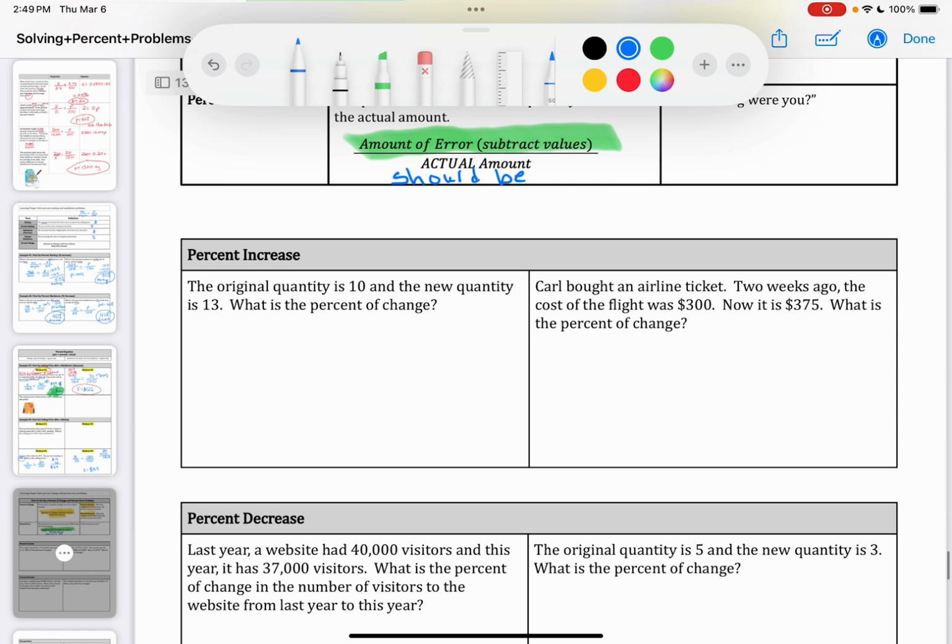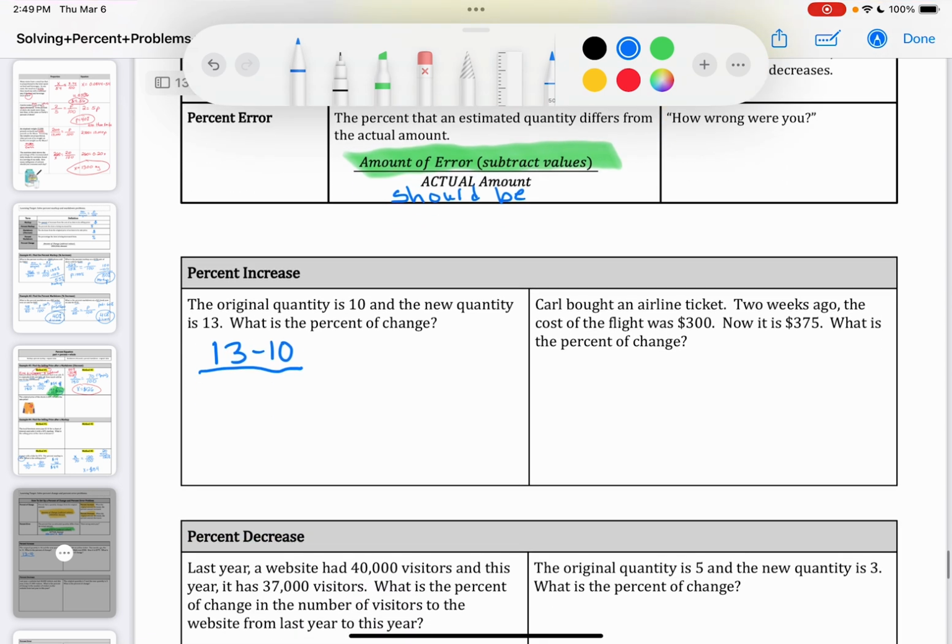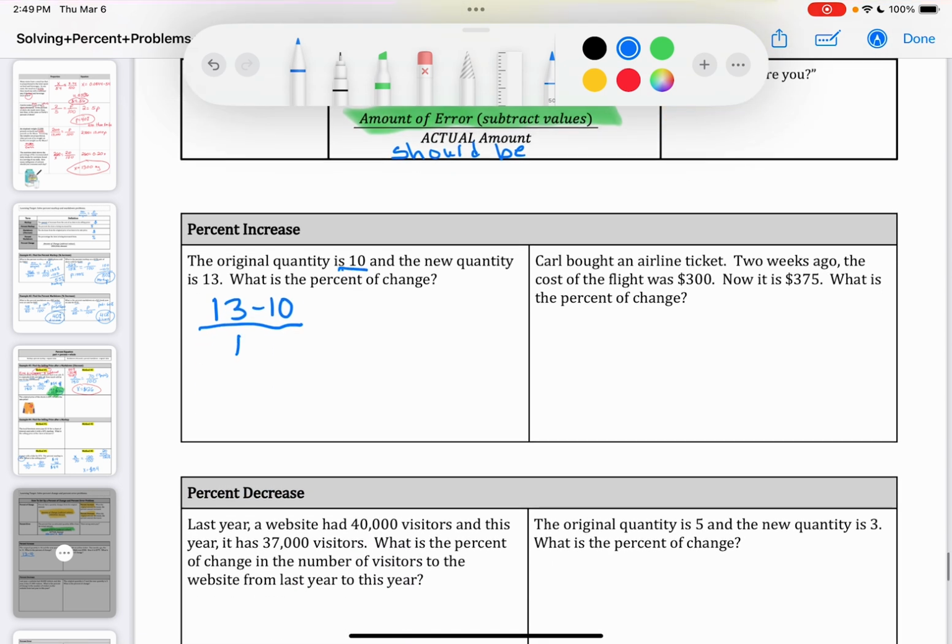All right, so percent increase. The original quantity is 10 and the new quantity is 13. What is the percent of change? So I'm going to take 13 minus 10. I'm going to divide that by the original amount. So original is 10. So 13 minus 10 is 3/10. So 3 divided by 10 would be 0.3, which is 30%. And that is an increase.